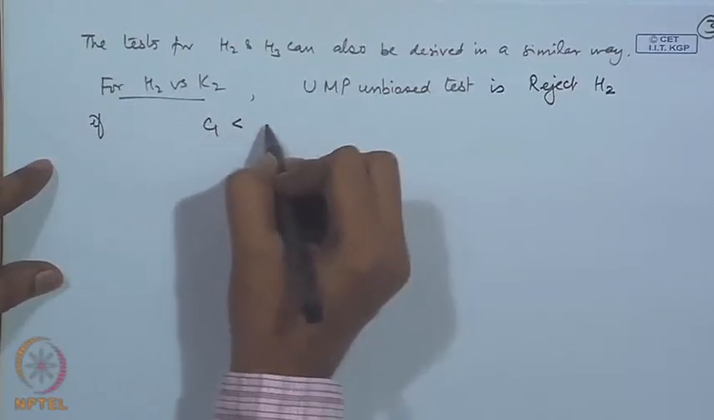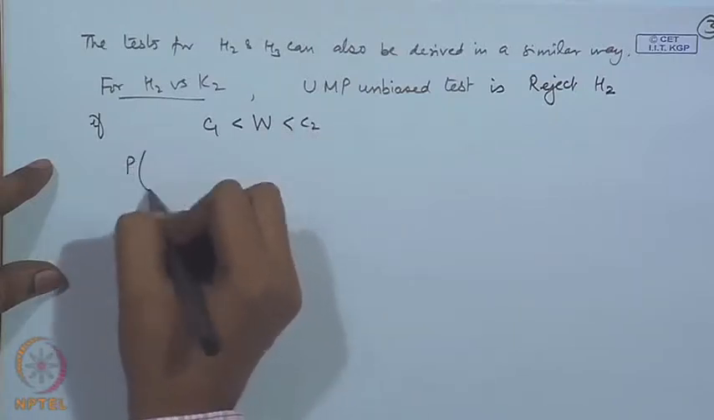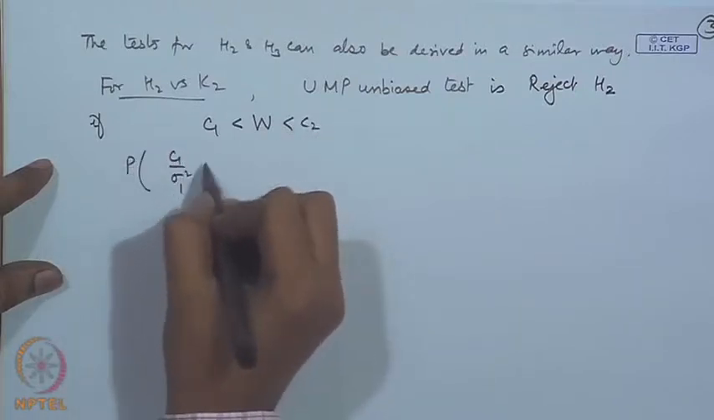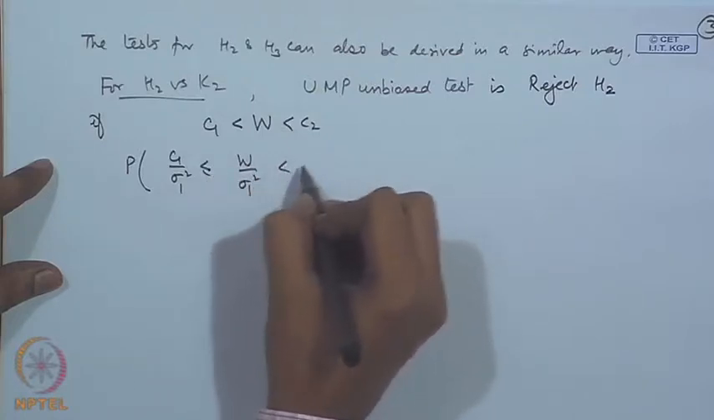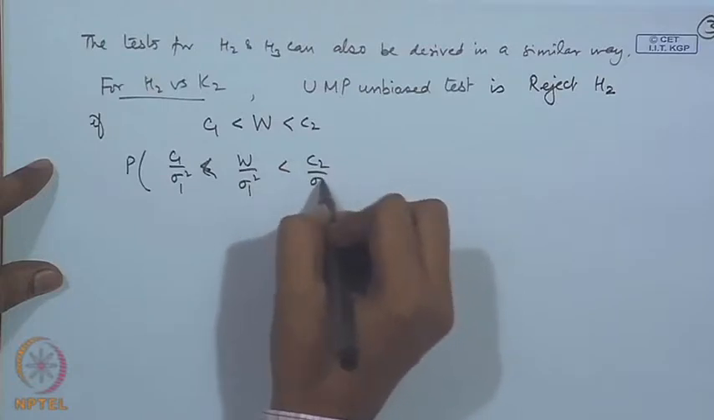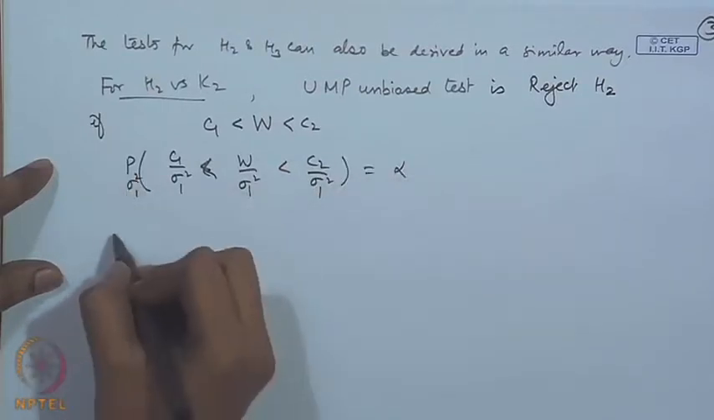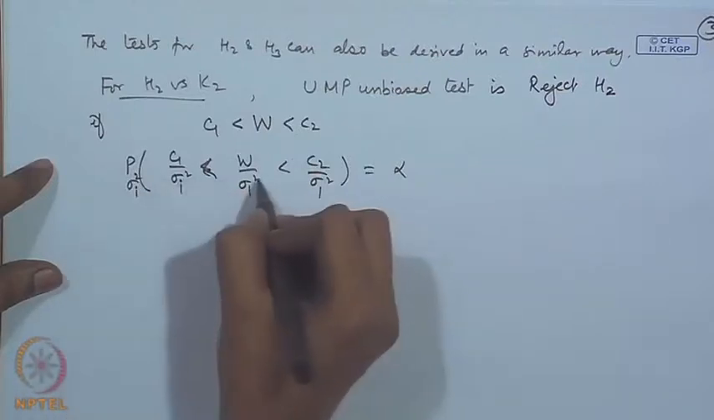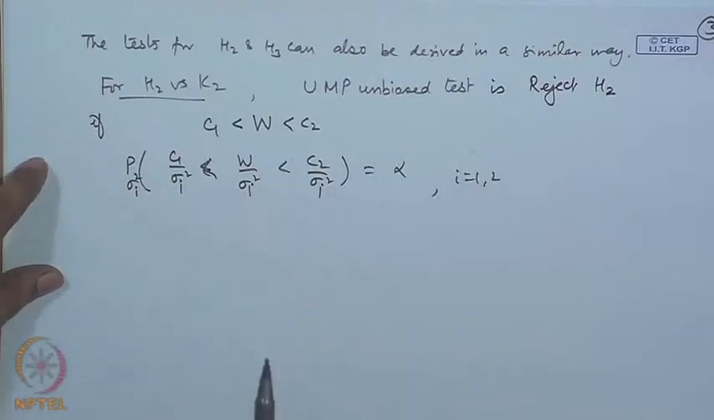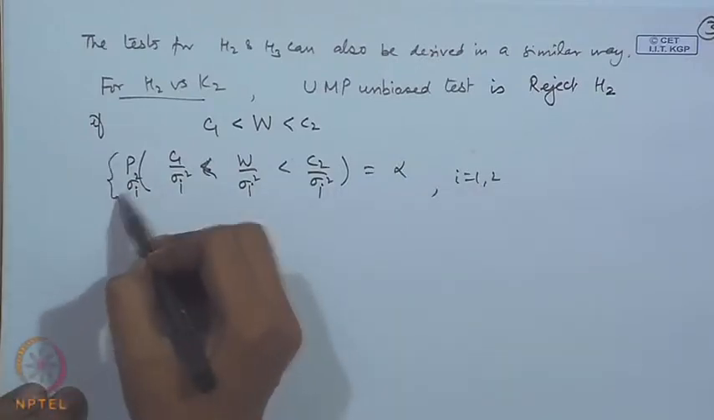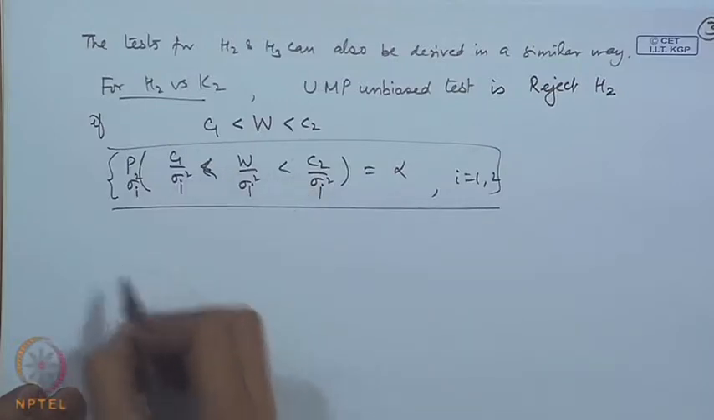C 1 is less than W is less than C 2, and you will have probability of C 1 by sigma 1 square less than or equal to W by sigma 1 square less than C 2 by sigma 1 square is equal to alpha, when sigma 1 square is the true parameter value, and also when sigma 2 square is also coming. So, these two conditions will give the value of C 1 and C 2.